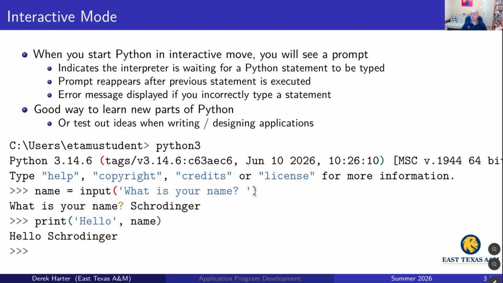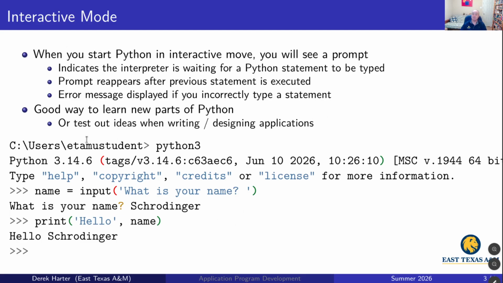Okay, so first, interactive mode. When you start Python in interactive mode, you will see a prompt. That indicates that the interpreter is waiting for you to type a statement. Each time you type something, you hit return. You have to hit return for it to read your statement and actually interpret and translate it. You can get error messages if you incorrectly type a statement.